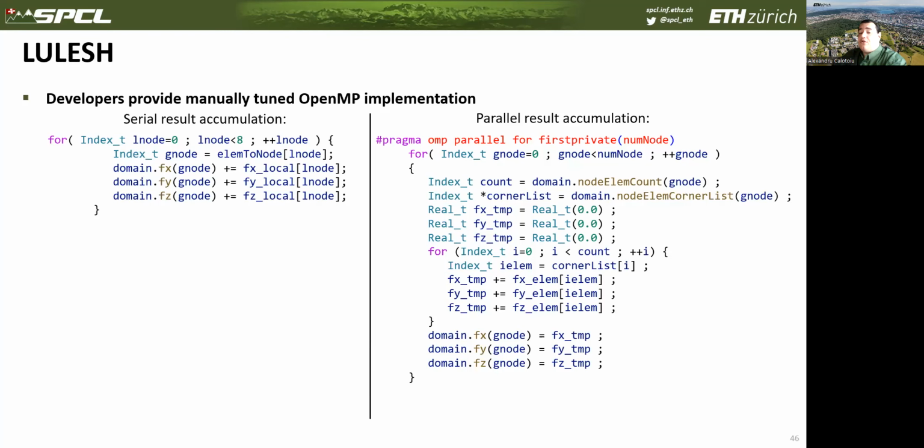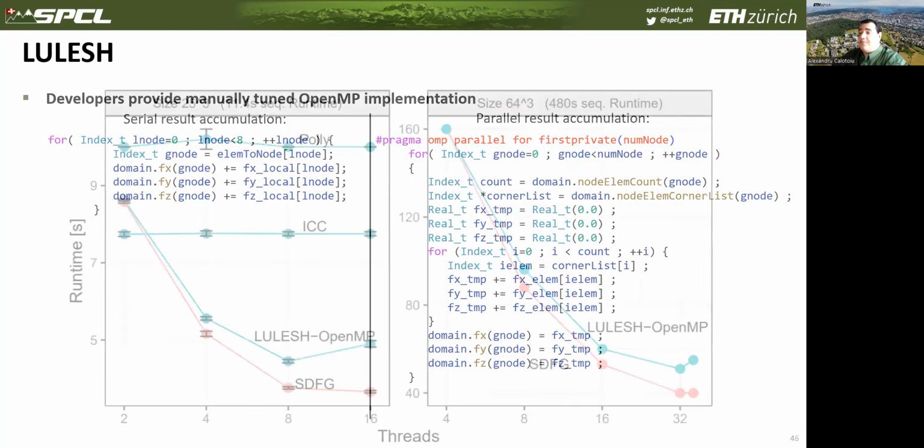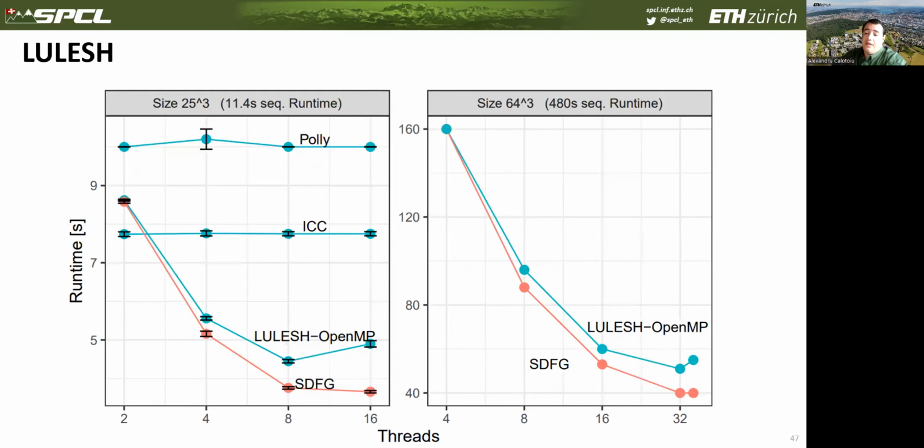Surprisingly, not only were we able to outperform the other parallelizing compilers, we are even able to outperform the version of this program manually tuned by the developers themselves. Because we do not rely on a more complex reduction scheme, but rather just on parallelizing the serial version, we are able to outperform the parallel version of Lulesh by up to 20%.